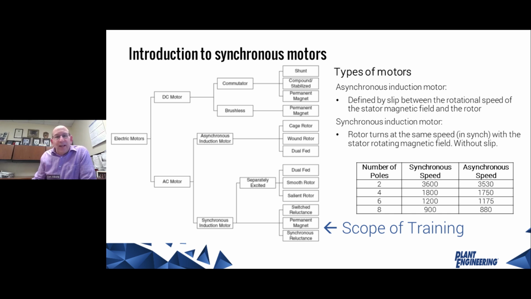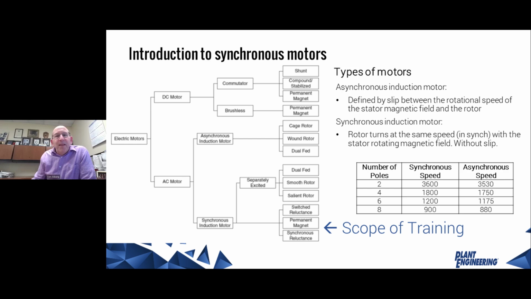So when we talk about what an asynchronous motor is, in most cases we're referring to this cage motor right in the middle of this chart. If you follow us across, electric motor, drop down to AC motor, then go to asynchronous induction, and then go to a cage rotor. That is your induction motor. 90+% of all the motors that you're going to deal with are going to be that cage asynchronous induction motor.